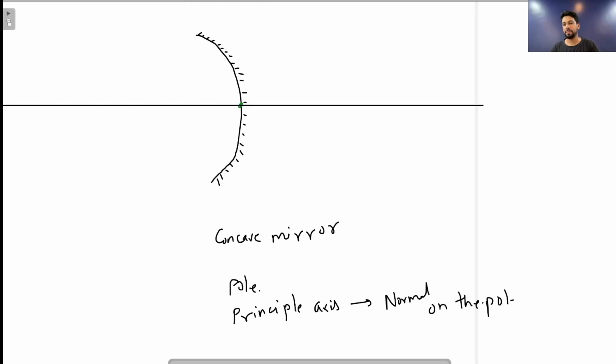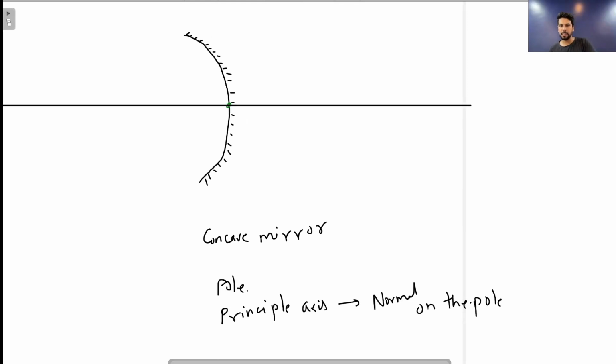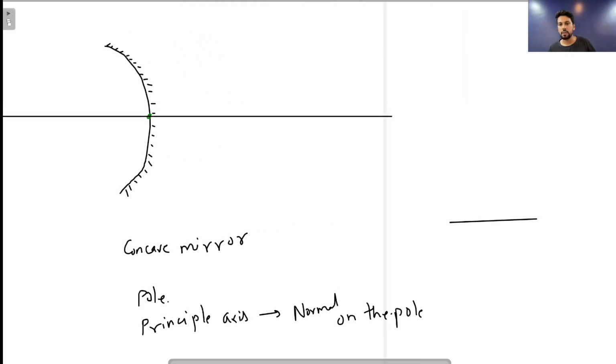Every reflection has a normal. Incident ray, reflected ray, and the normal, this you must have studied in 8th grade. So this principal axis is basically like a normal on the pole. It is going through the pole and it is like a normal on the pole. Now from here, what am I going to do?